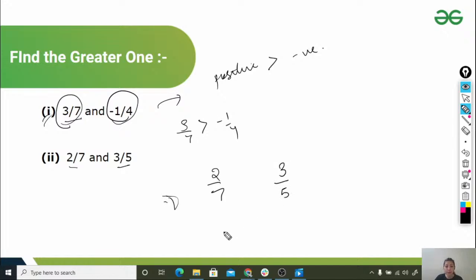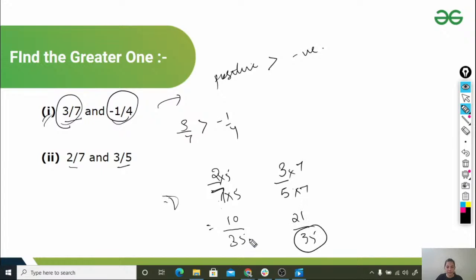So what I'm going to do is I'm going to take the LCM over here. So the LCM of 7 and 5 is 35. Okay, now what I'm going to do is multiply and divide both sides by the LCM, so that this will be 10 by 35. This will be 21 by 35.